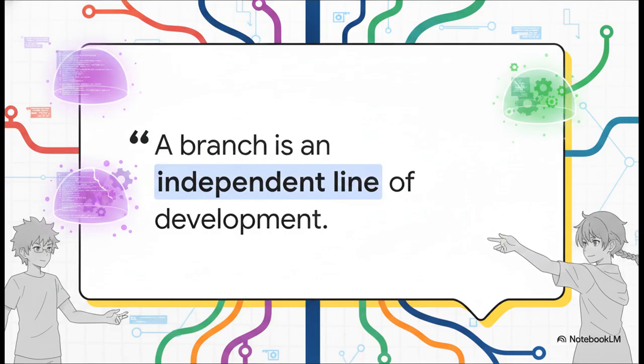The source text defines a branch simply as an independent line of development. I actually like to think of branching as the absolute superpower of Git. It gives you the ability to create a completely safe sandbox. You can copy the main code, experiment, break things, try crazy new ideas, all without ever affecting the actual live version of the project.